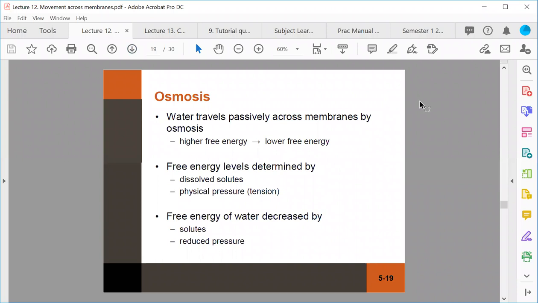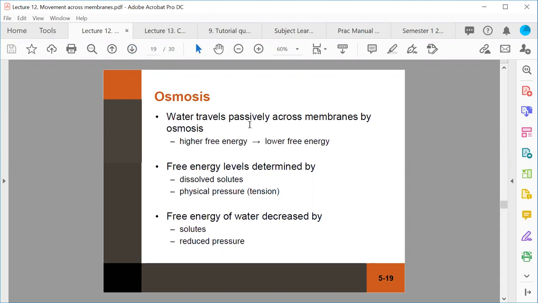Now let's move on to a topic which I think, Simon, you mentioned earlier, the topic of osmosis. Osmosis is very much like diffusion. In fact, it's exactly like diffusion, except that osmosis refers to the movement of water itself rather than the movement of solutes, which is what we were referring to when we were discussing diffusion.